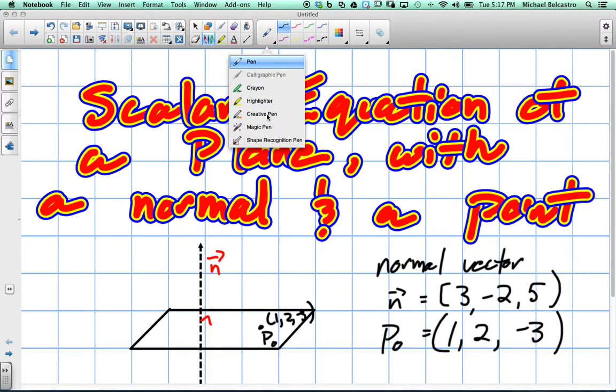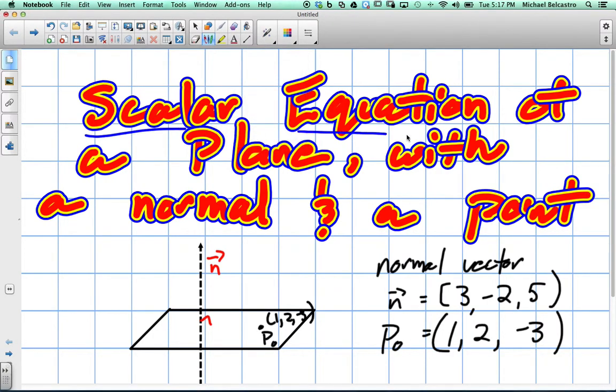Okay, we're going to go over the scalar equation of a plane. So I guess I should write that out, with a point and a normal. This is our normal. This is the direction vector for the normal. And the normal is a line that is perpendicular to our plane.